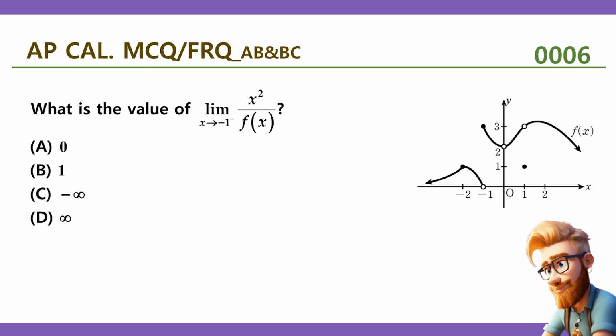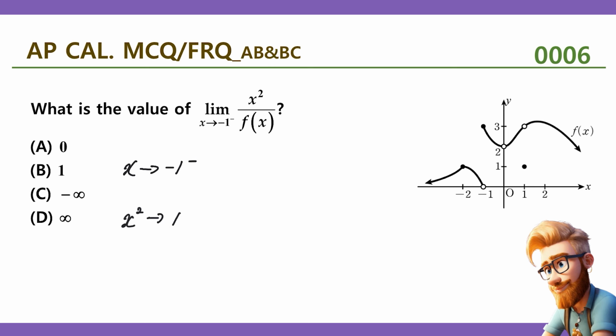Question number 6. What is the value of the limit as x approaches -1 from the left-hand side of x squared over f of x? So let's say x approaches -1 from the left-hand side. Then what about x squared? x squared approaches (-1) squared, that's +1, right? But is it from the right-hand side or the left-hand side?